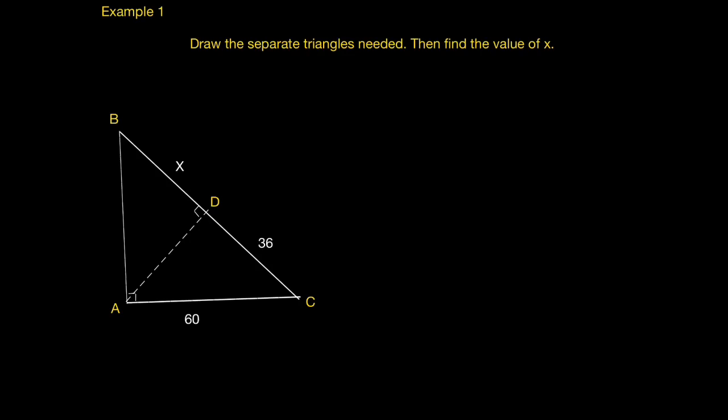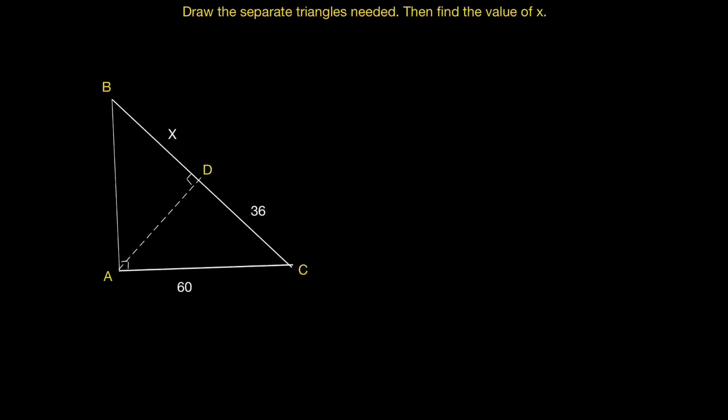Let's check out the first example. So here we have to draw the separate triangles needed, and then we have to find the value of x. To begin this problem, I'm going to draw all three separate triangles beginning with the original copy. My original triangle, I'm going to label it as 1, and that's this big triangle ABC.